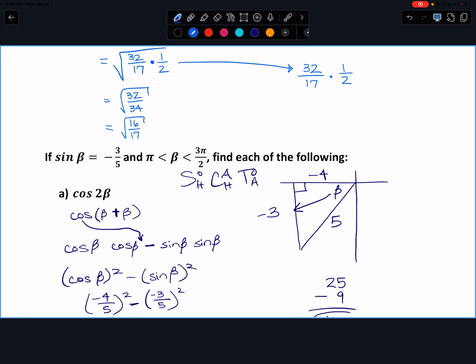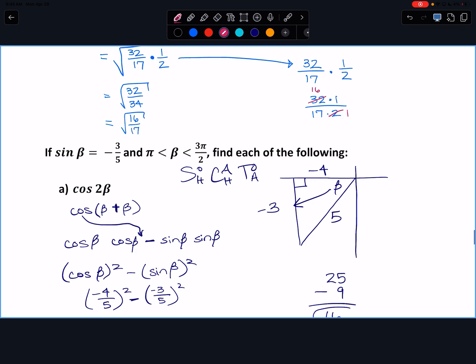What's another way? Remember, this is 32 times 1 divided by 17 times 2. So you can see that 2 goes into 2 once, 2 goes into 32 16 times. So 16 times 1 is 16, 17 times 1 is 17. That's how you keep fractions smaller. That's what I do. Okay, questions? Any questions?